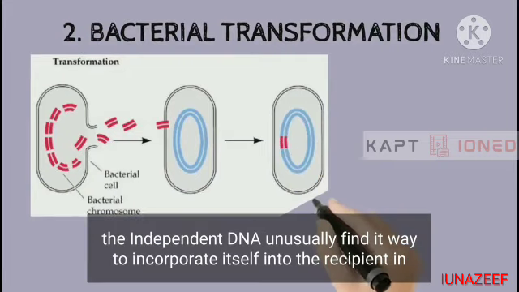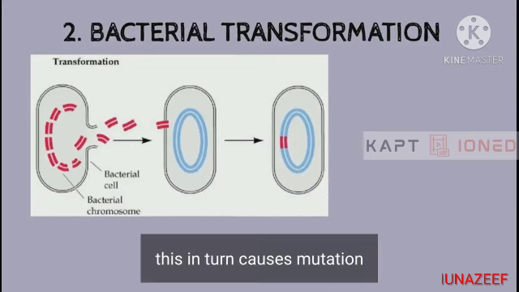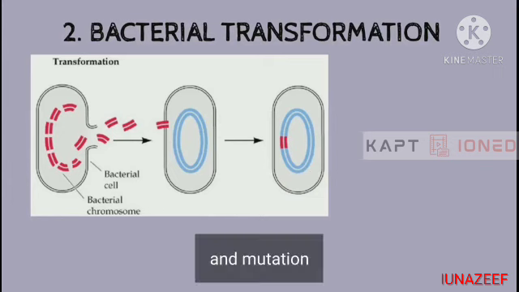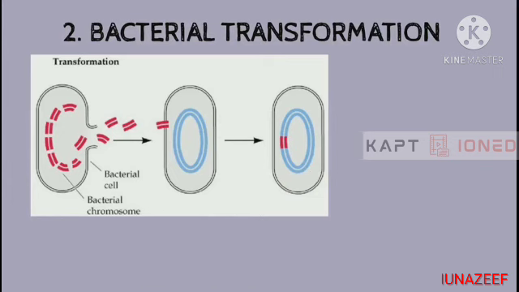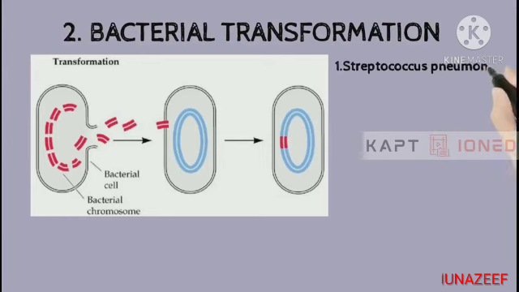The independent DNA usually finds its way to incorporate itself into the recipient DNA. This in turn causes mutation, and the mutation causes a change of behavior for the bacteria. Maybe it enhances its virulence and resistance.